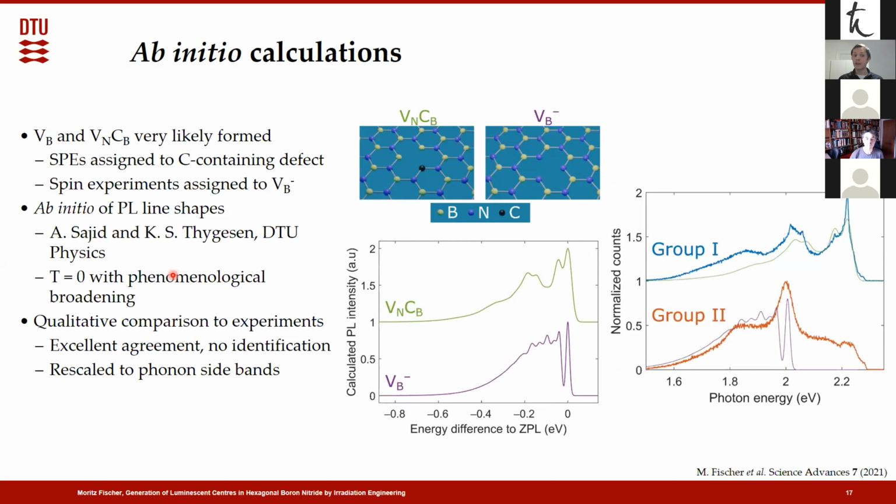And we now can do qualitative comparison to experimental line shapes, and we find excellent agreement of group 1 with the VNCb defect and of group 2 with the VB minus. And I want to highlight here that this is no identification of defects. We found excellent qualitative agreement, and we infer that these defects are responsible.